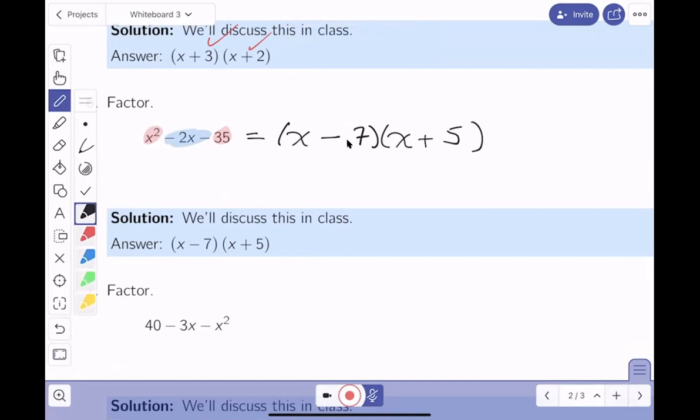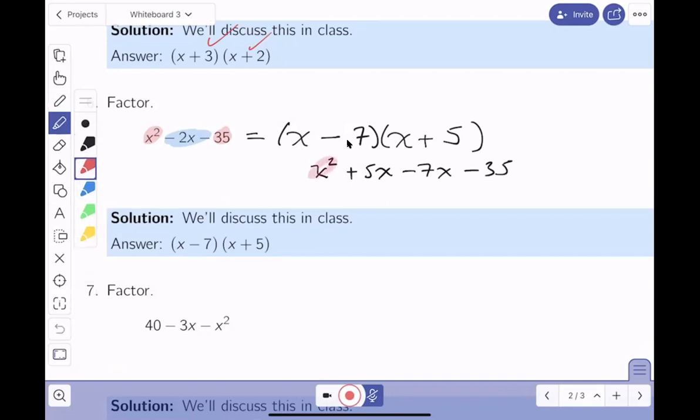This will be my first try. What does try mean? You can't just write it down and say it's right. You have to see if it's right by multiplying it out. This is going to be x squared plus 5x minus 7x minus 35. Let's go through it one step at a time.